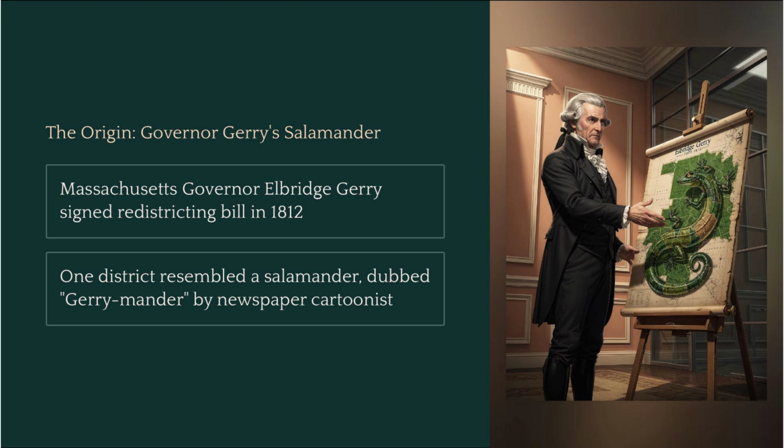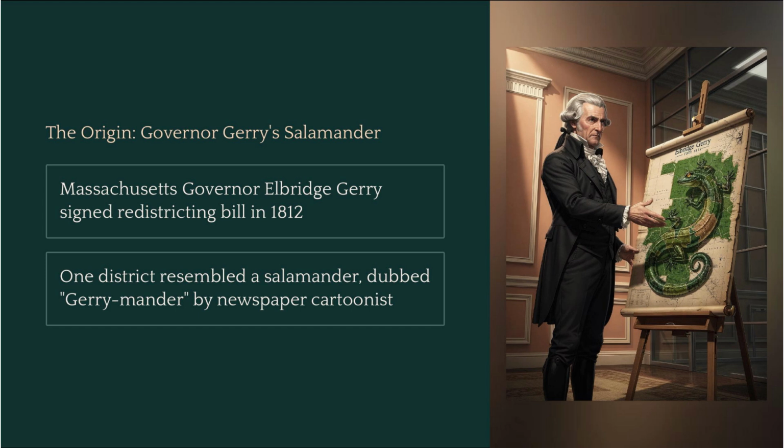The practice is as old as the Republic itself. It gets its strange name from a founding father, Elbridge Gerry. In 1812, Gerry was the governor of Massachusetts. He signed a redistricting bill that blatantly favored his own party. The map was so contorted, so twisted to capture specific voters, that one district looked bizarrely organic.